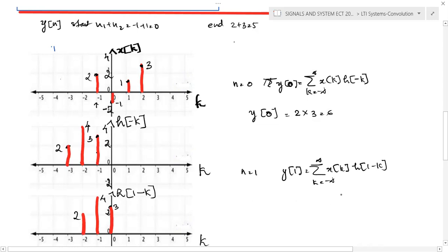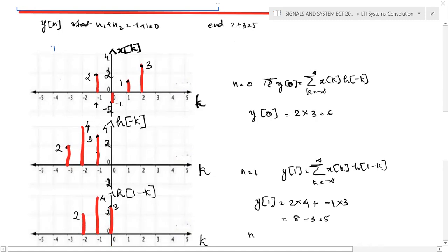Now we need to find the product of x of k and h of 1 minus k, and we need to add. And if you observe the signals x of k and h of 1 minus k, at minus 1, the first signal amplitude is 2, and h of 1 minus k amplitude is 4. So you'll get 2 into 4. Next signal, the amplitude is minus 1, into second signal amplitude is 3. So you'll get 8 minus 3, which is equal to 5. Okay, you got the second value.